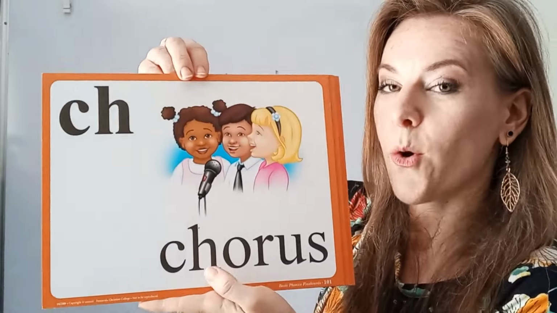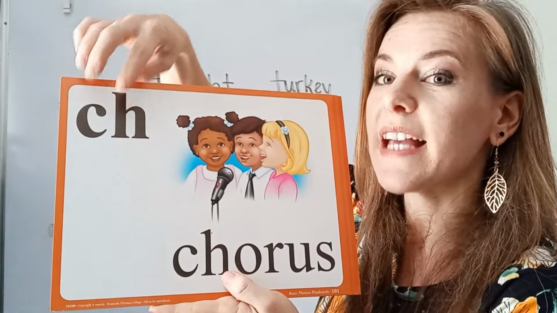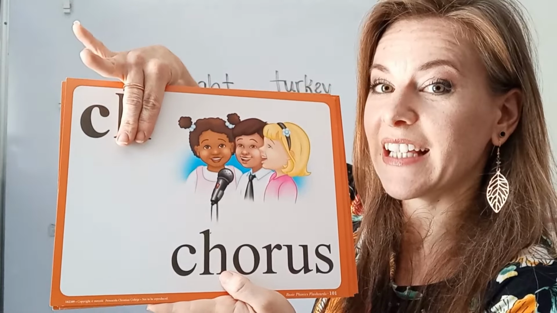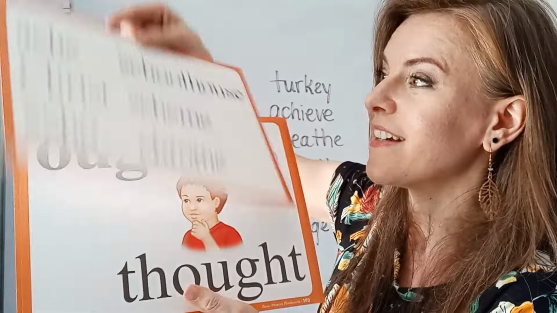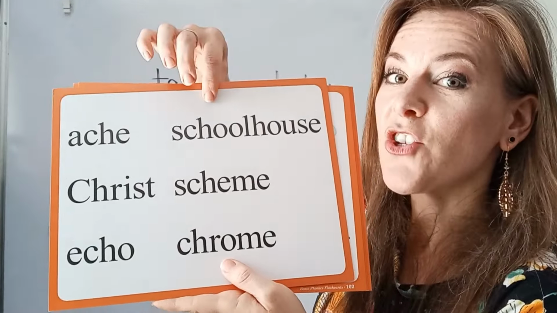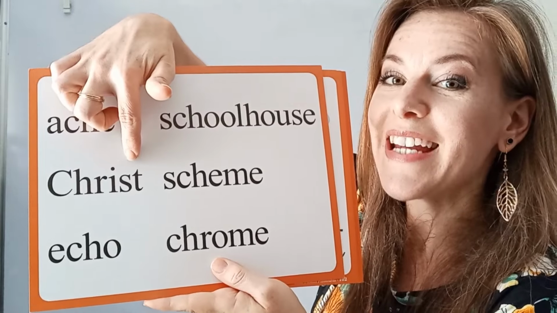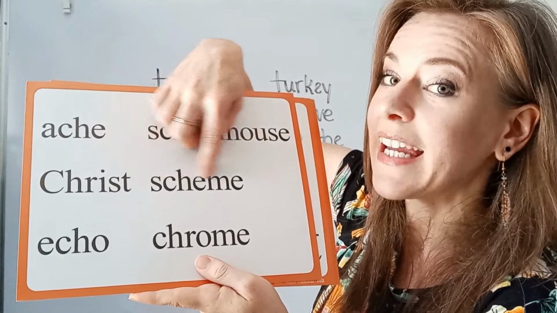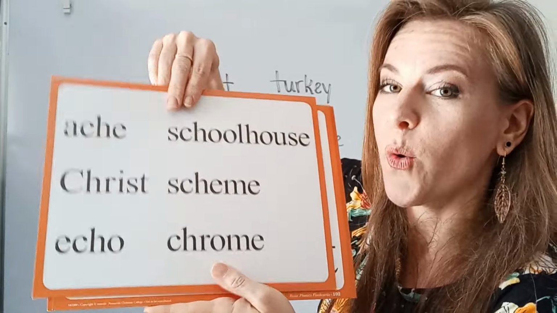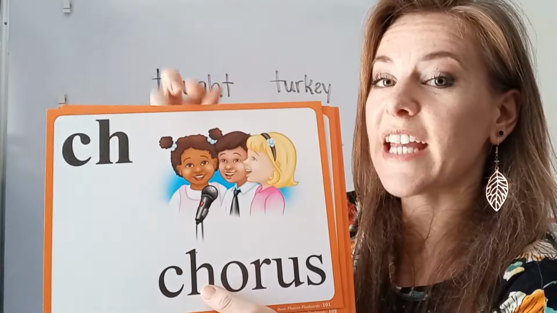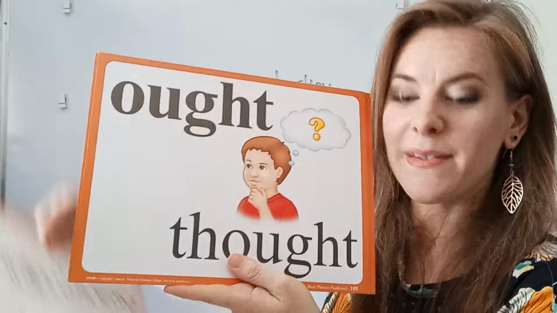Then we have the CH in chorus. So we've seen a CH before and it said CH in church. This one says K. The H is silent. You only hear the K sound. K in chorus. So we have ache, schoolhouse, Christ, scheme, echo, and chrome. So CH can say CH in church, but it also can say K in chorus.